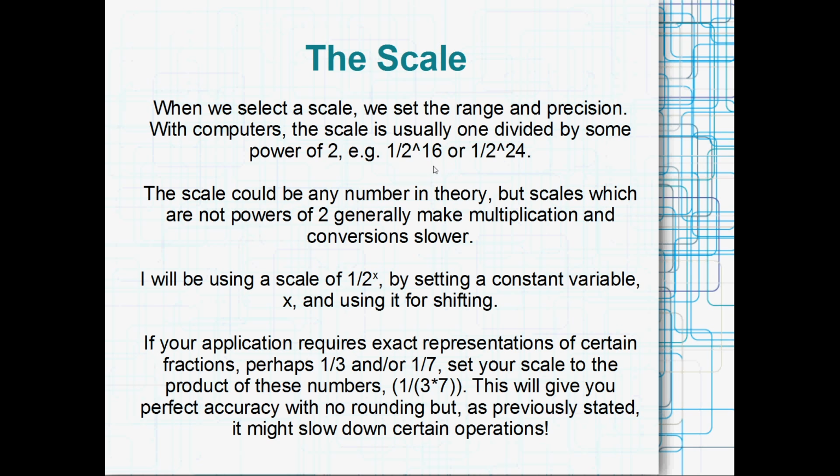But usually what you'll end up doing is making your scaling factor 1 over 2 to the power of something in the range of an integer, so from 2 to the power of 0 all the way up to 2 to the power of 32. I'm going to be using a scaling factor of 1 over 2 to the power x, and to set that scale I'm going to set this variable x at the top of my program. I'll call it scale, but it's going to actually mean 1 over 2 to the power of x, even though I'll just say something like int scale equals 16 or whatever. We'll see that in action in just a minute.